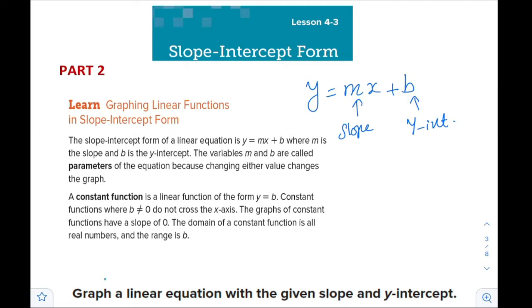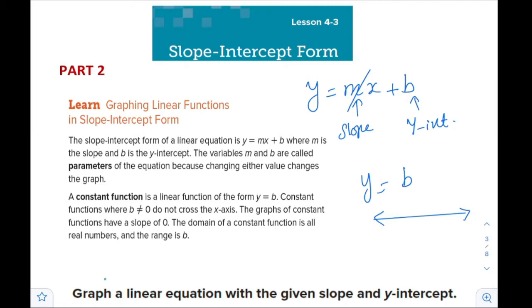Sometimes the value of M is 0. If the slope is 0 then y will be just b, which is a constant function. That means it's a horizontal line as we discussed that before.